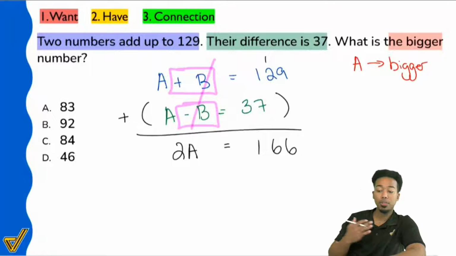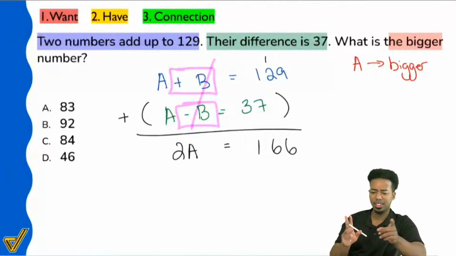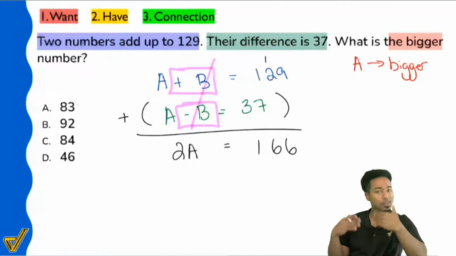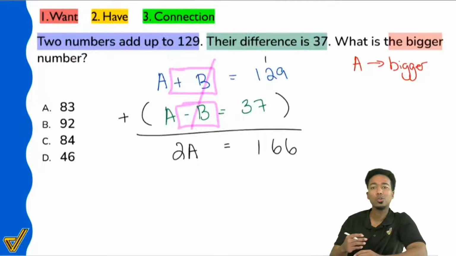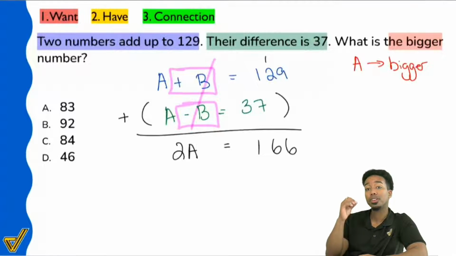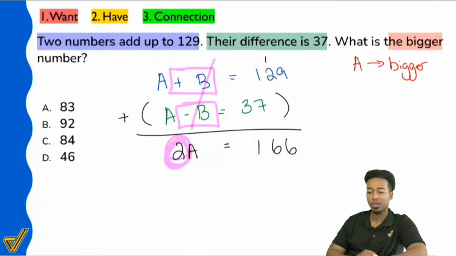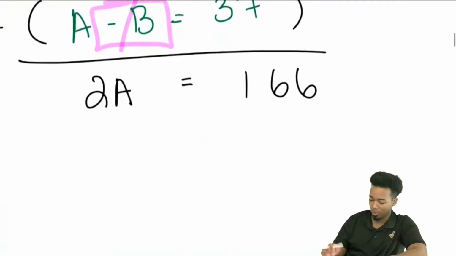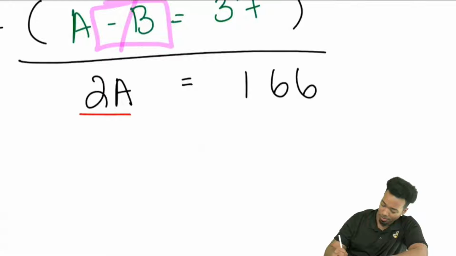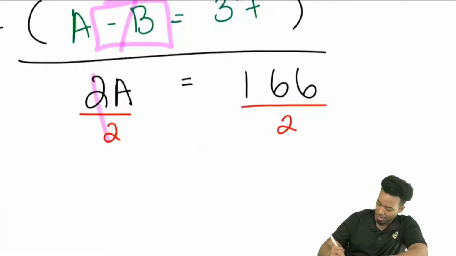Right, divide both sides by 2. Let's not get lazy there. Don't just say divide. We have to say by what and where. So we're going to divide by 2 on both sides because we have to get rid of the 2 right there. Let's zoom in a little bit. Divide by 2, divide by 2. Nice and easy. That's going to give us A equals 83.